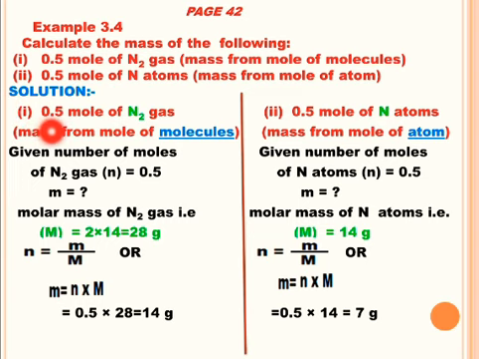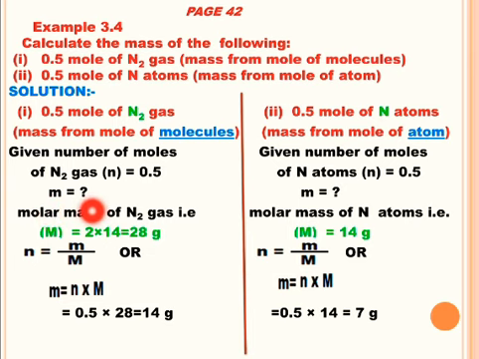First, calculate the mass of 0.5 mole of nitrogen gas. Nitrogen gas means nitrogen molecule which consists of two atoms of nitrogen. So what is given in this numerical? Number of moles of nitrogen gas, that is small n, is given, whose value is 0.5. And what we have to find out? We have to find out small m, that is mass of 0.5 moles of N2 gas.